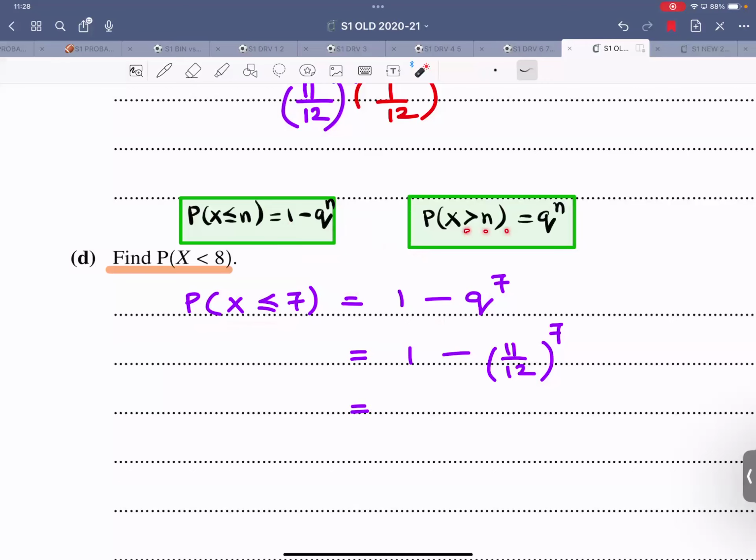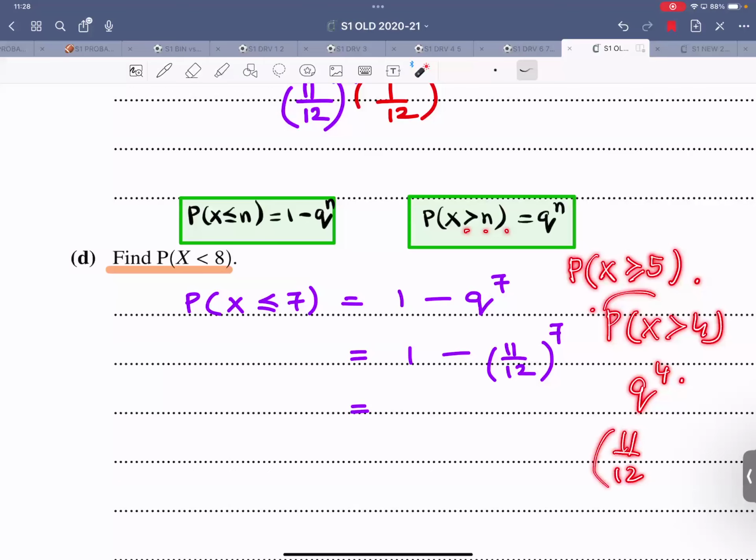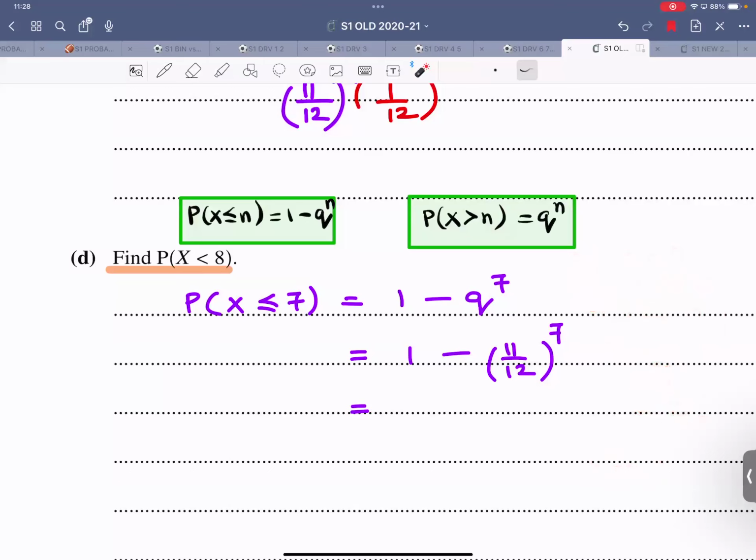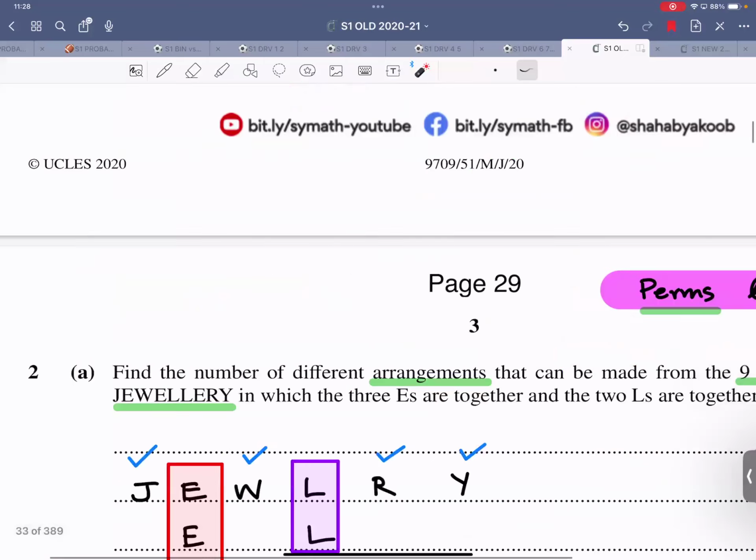Over here, x is greater than n. Let me say that if I ask you x is greater than or equal to 5, what should it become? Greater than 4. Because if I move to 6, I would be skipping out 5. So go one step back. So that is probability x is greater than 4. That would be q raised to the power of 4. That would be 11 over 12 raised to the power of 4. Okay, this thing is also done.